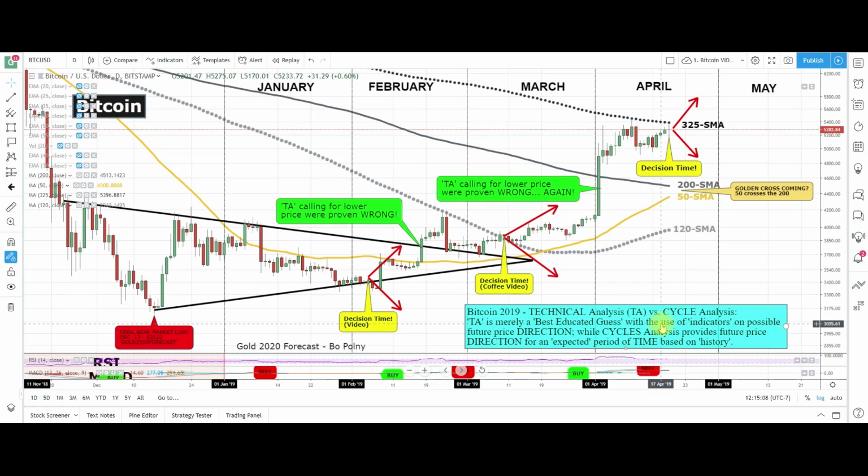At this point in time, I hope I've illustrated the clear differences between technical analysis versus cycle analysis since the start of the bull market of December 14th of 2018.